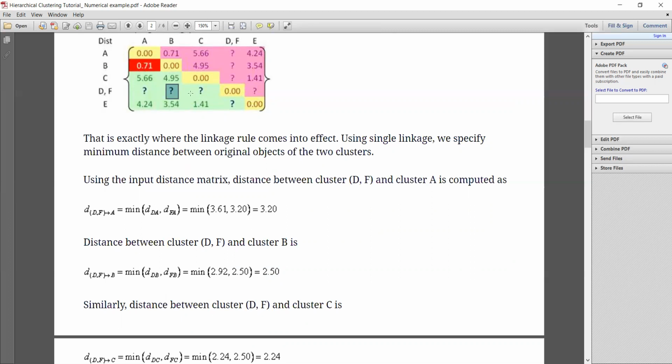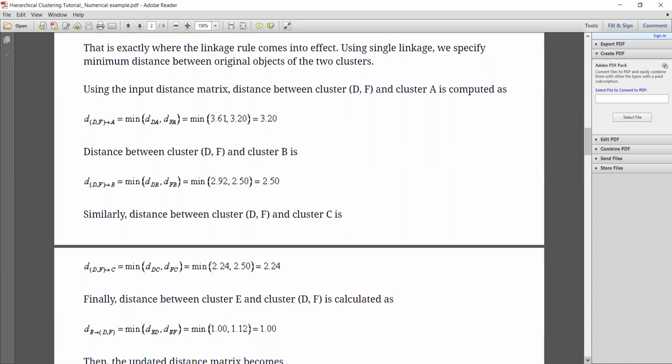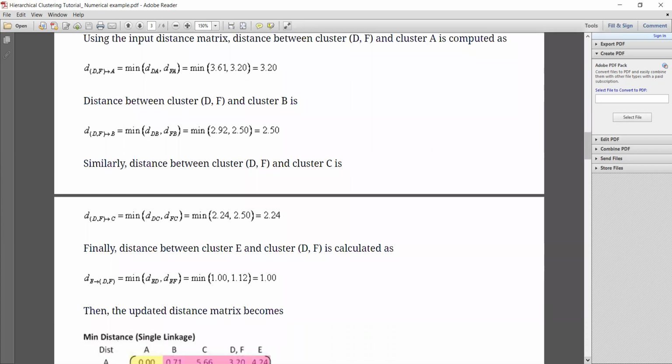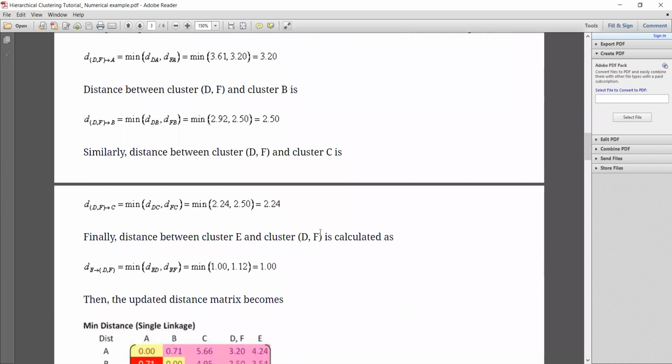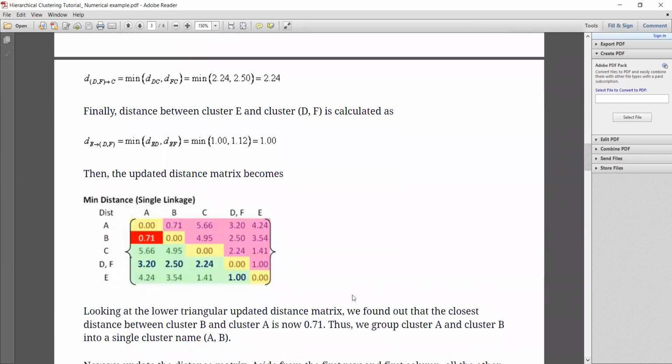Similarly, you can calculate the distance between DF and C, right? And also you can calculate the distance between DF and E, right? By using this single linkage. Why are we taking the minimum distance? Because it is the single linkage method for calculating the distance between two clusters. So here we have obtained the distance between the DF and C cluster as 2.24 and between DF and E cluster as 1. So after calculating these distances, you will get the resultant, updated distance matrix. So here you can put these values, those highlighted in dark blue color, right?